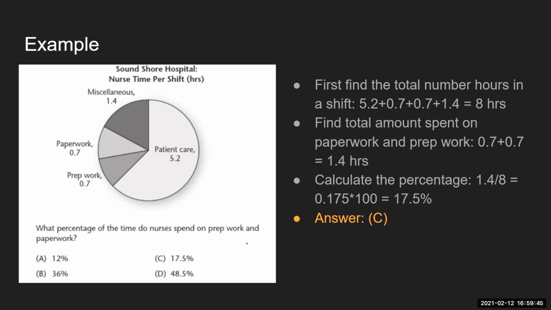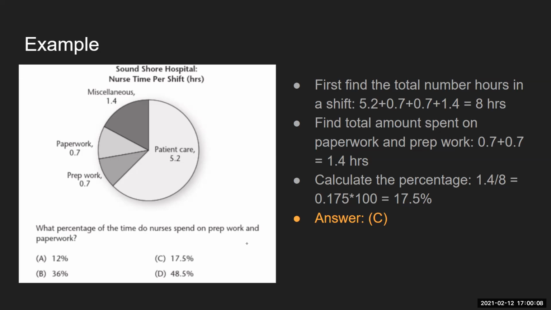Now we need to know how much time they spend on prep work and paperwork. So you're just going to add those two categories together. So 0.7 plus 0.7 equals 1.4. So from there, we can calculate the percentage. We take the part over the total. So the part is the 1.4 divided by the total, which is 8.